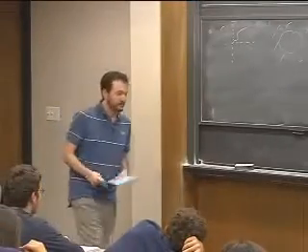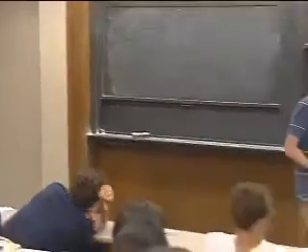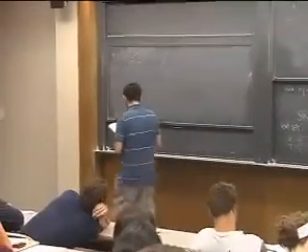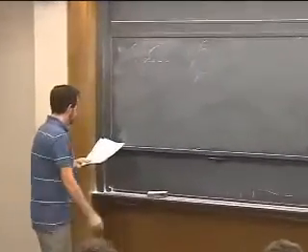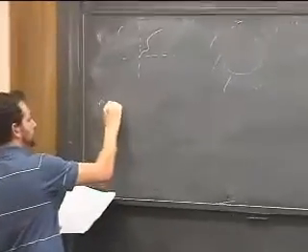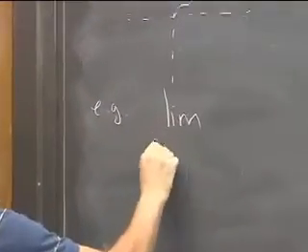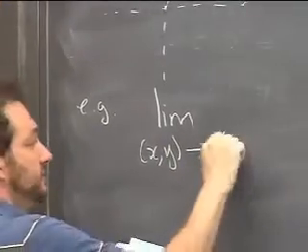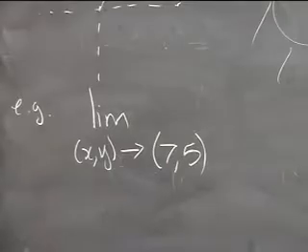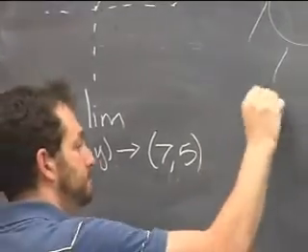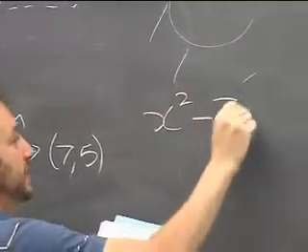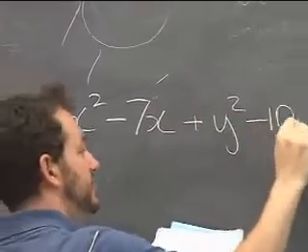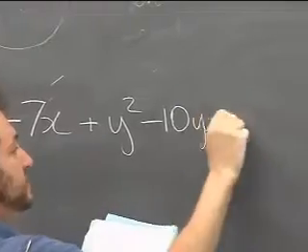All right. So let's look at some examples. Consider this. What is the limit as (x, y) goes to the point (7, 5) of this? x squared minus 7x plus y squared minus 10y minus 25.